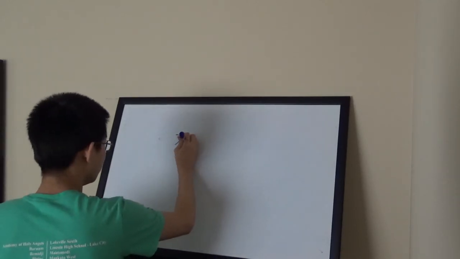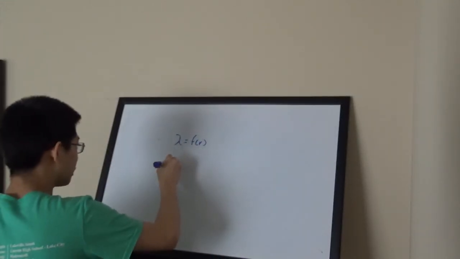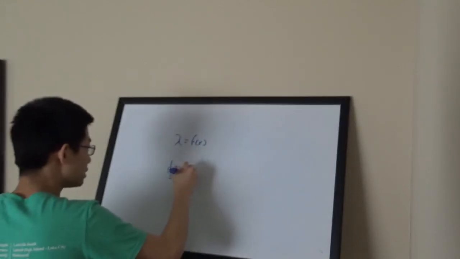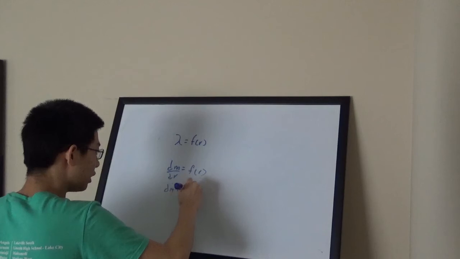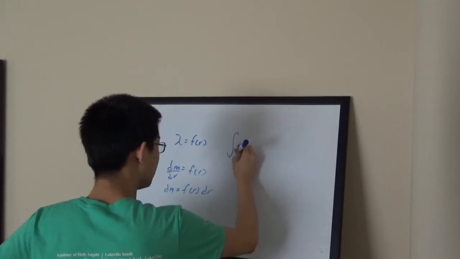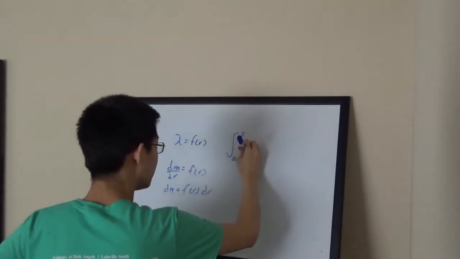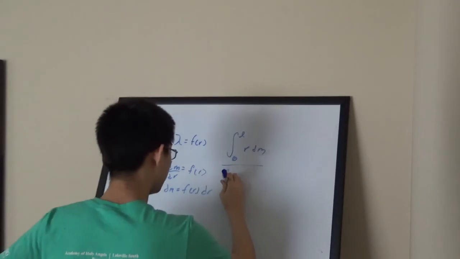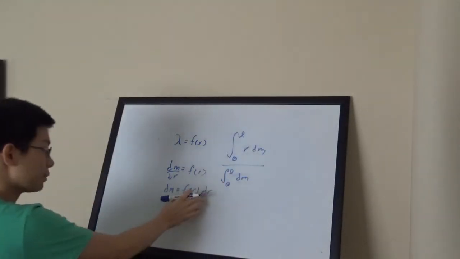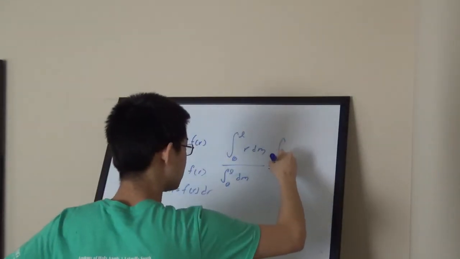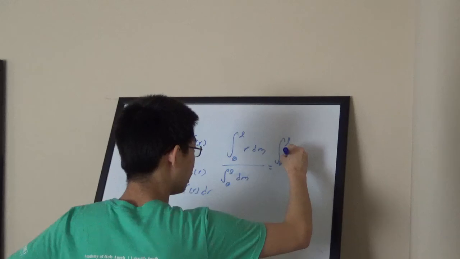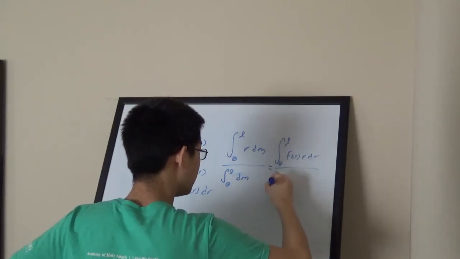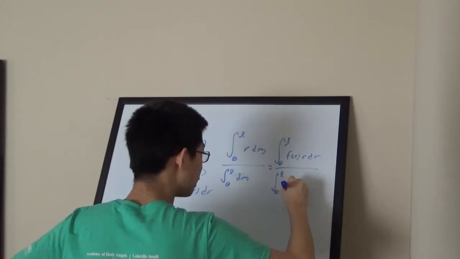So now let's say that my lambda is equal to some f of r. If it's some f of r, I can write dm over dr is equal to f of r. So I can say dm equals f of r dr. So if I wanted to find the center of mass, my integral for some length along a rod is just going to be r dm over M. Remember, we want to write everything in terms of lengths, so this is going to be the integral from 0 to L of r dm, but then we can substitute for dm, so we get the integral from 0 to L of f of r times r times dr over the integral from 0 to L of f of r dr.